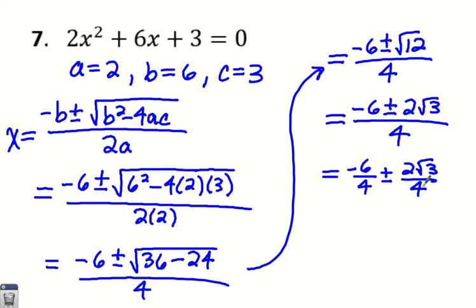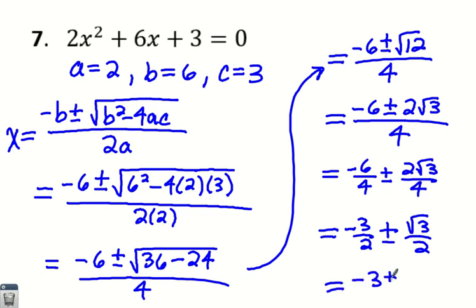Okay, so the 4 will divide both into the -6 and this 2 root 3. And so now -6 over 4 reduces to -3 over 2. And then here, the 2 and the 4 will cancel to be 1 over 2. And so we get that, which is a pretty good answer. Or, since we have the same denominator, we might as well put these back together into one fraction with that denominator of 2.